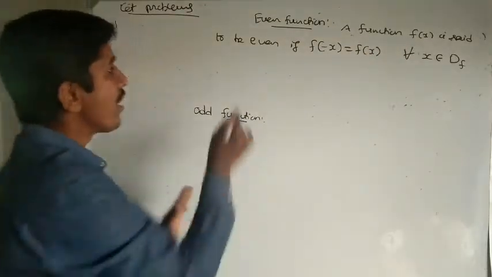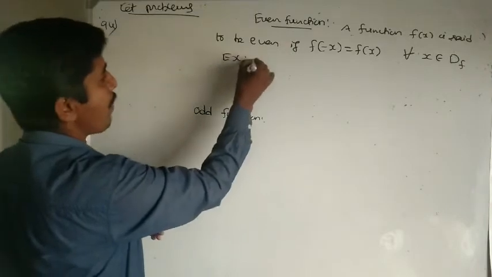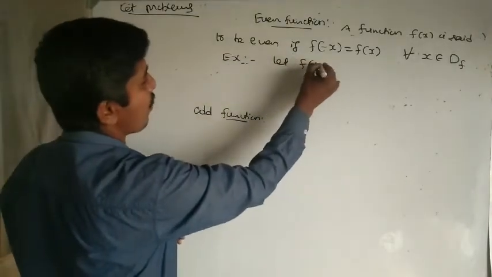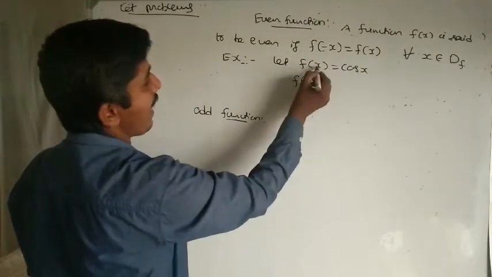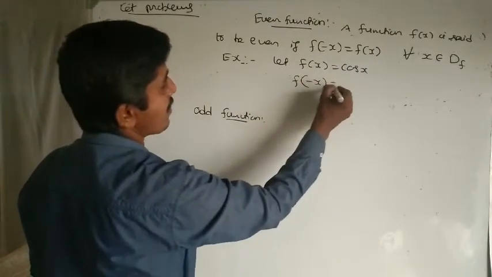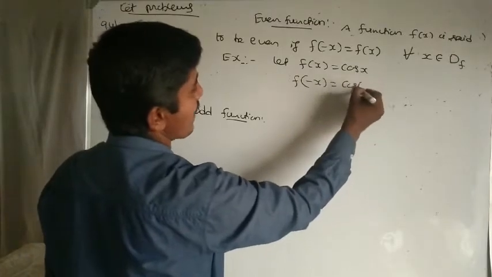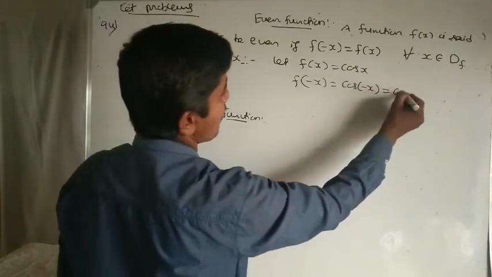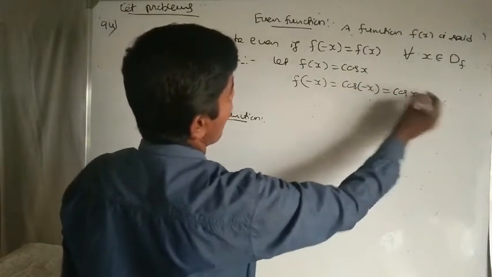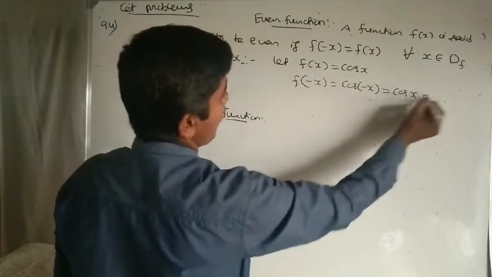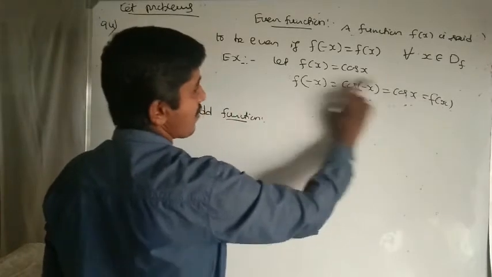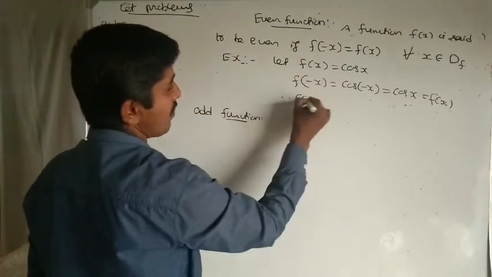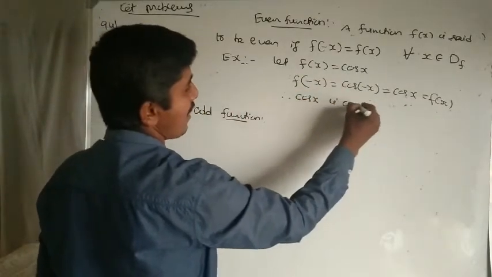Mind it, even function. For example, let us take f(x) equal to cos x. Replacing x by -x, f(-x) equals cos(-x), and cos(-x) is cos x. Here cos x equals f(x). Correct. f(-x) equal to f(x). Therefore, here cos x, or f(x), is an even function.